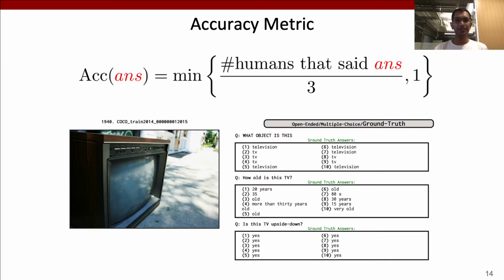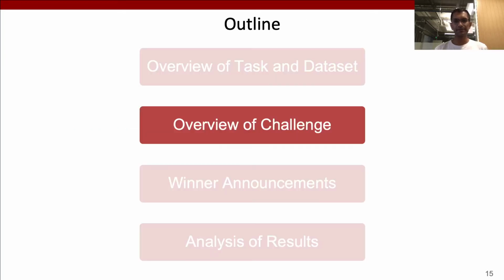The accuracy metric counts how many of the 10 ground truth answers are the same as the prediction. If 3 or more, the prediction gets full credit, otherwise it gets partial credit corresponding to the number of ground truth answers it matches. So that was about the task and the dataset.